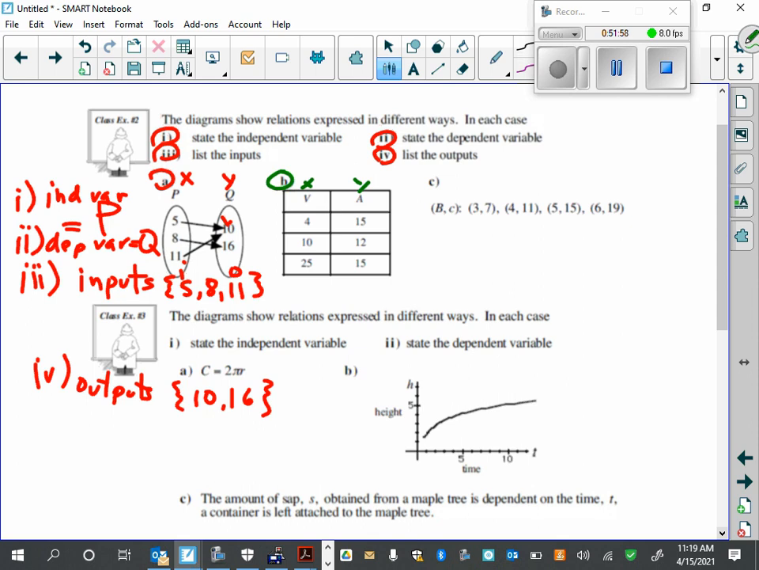Okay, so having said that, what's the independent variable? Is it V or A? V, okay, so that means A is dependent.